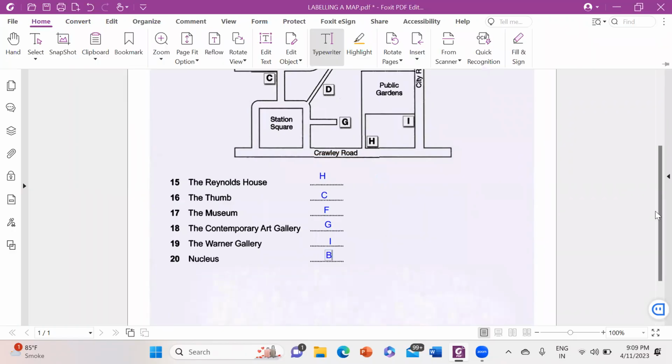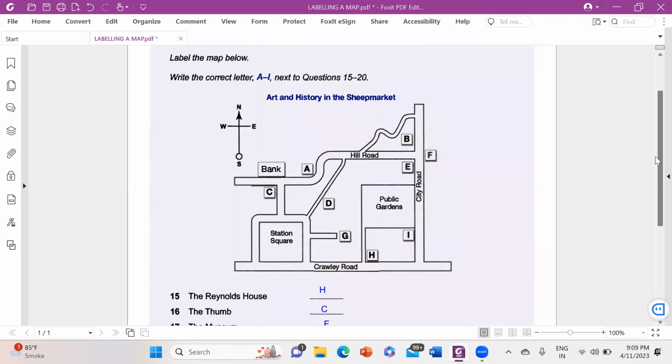So guys, this is how we do labeling a map. I hope now you have understood. It does not matter how much you practice. If you don't know how to describe the roads in English, you're never going to make it in maps. You should know directional language if you want maps to be easy.